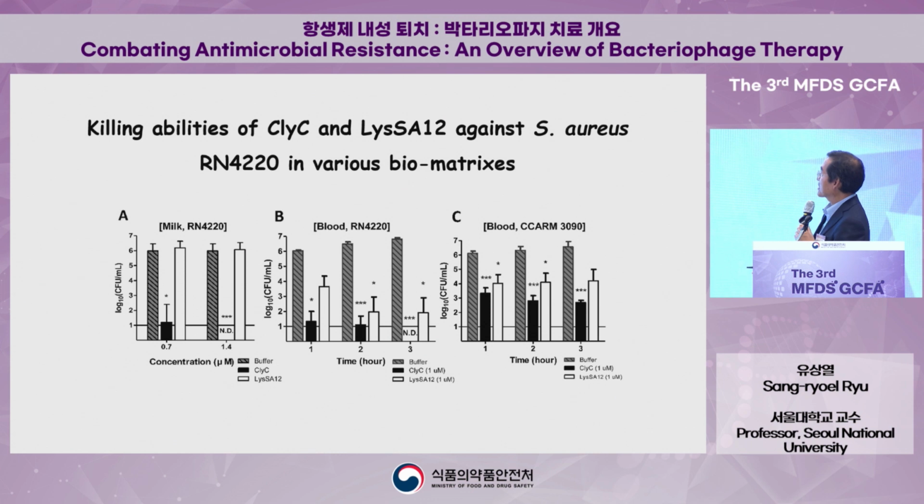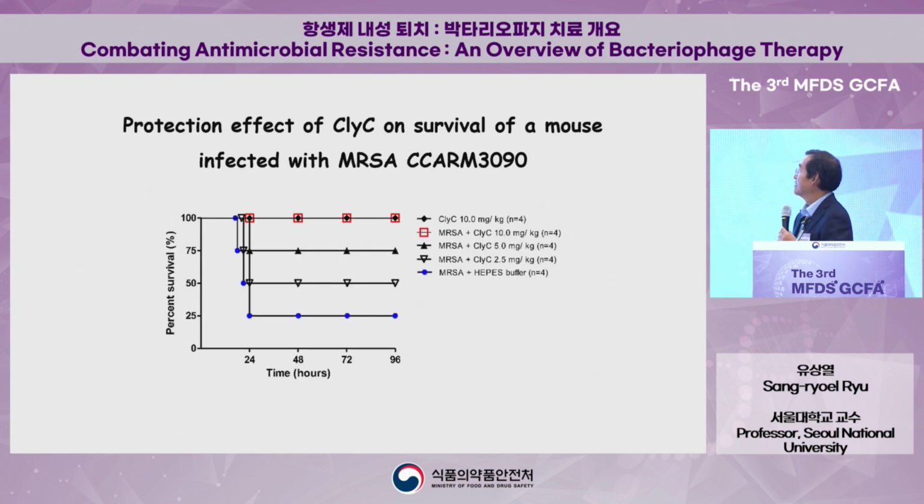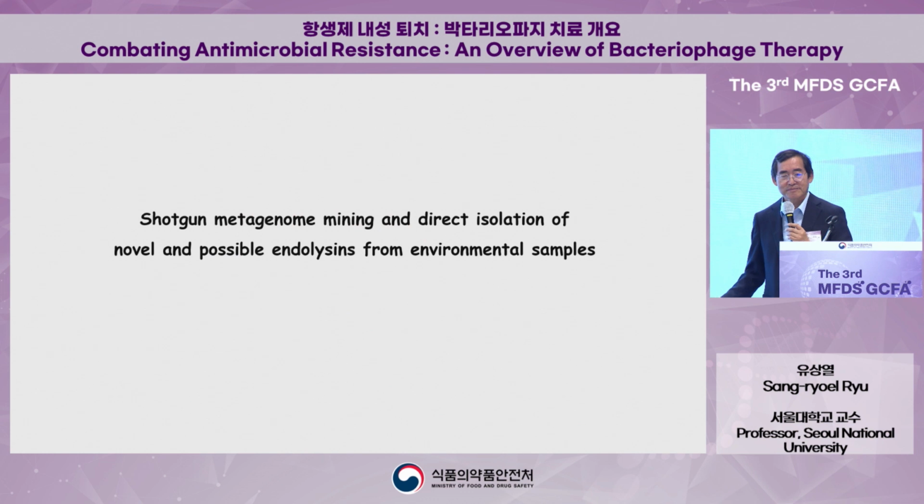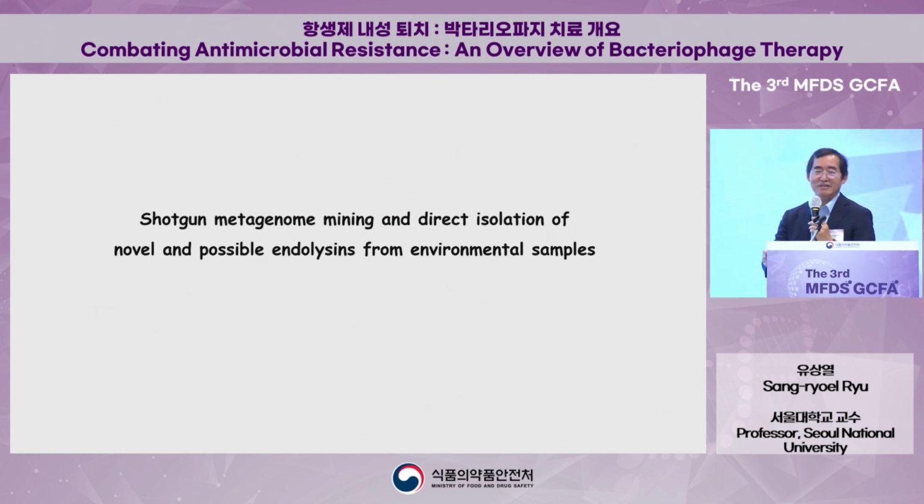Also, we did tests in milk, blood, and serum. And in all 3 cases, you can see that Cli-C always was the more effective compound. And we did some mice tests, and you can see that we gave 10 milligram per kg to the mice. We used the Cli-C, and you can see that when we used it at that dose, it provided ample protection of mice.